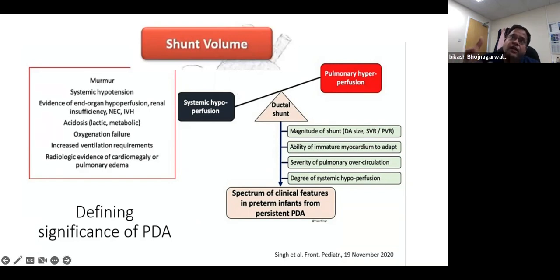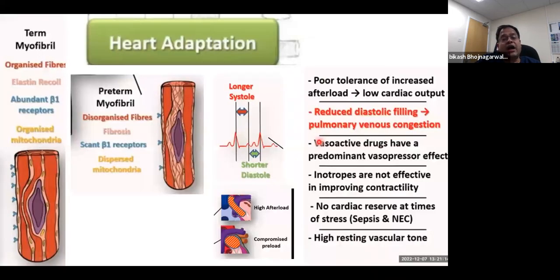But if we cannot measure the shunt volume directly, we can measure those outcomes from the shunt volume. So we can measure, relatively and I would say confidently, pulmonary overcirculation by using various variables, and we can measure systemic hypoperfusion using various variables. This is what we think. And then the impact on the heart.